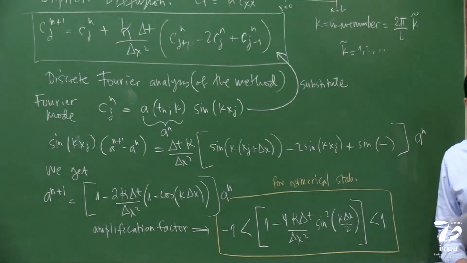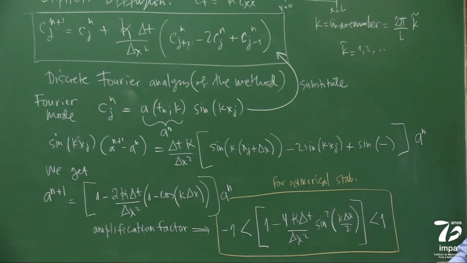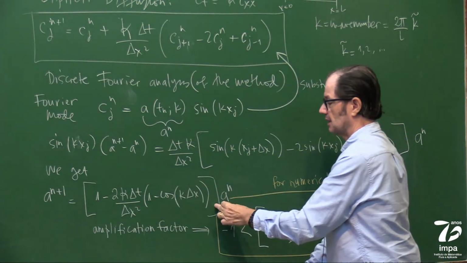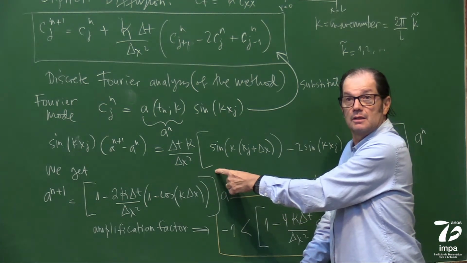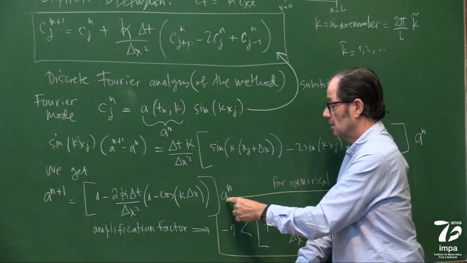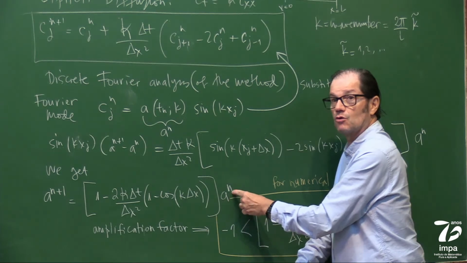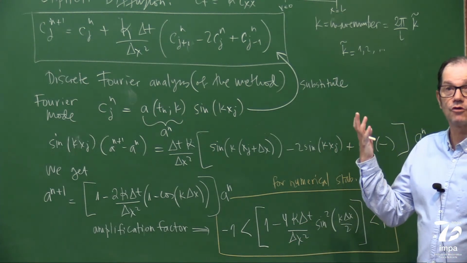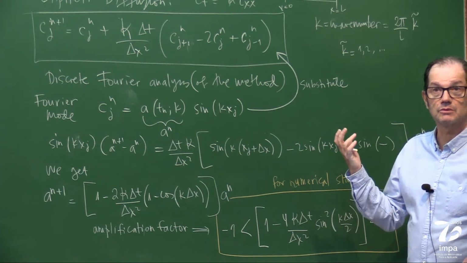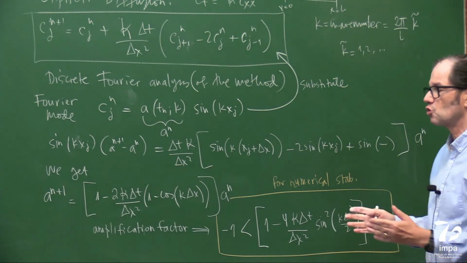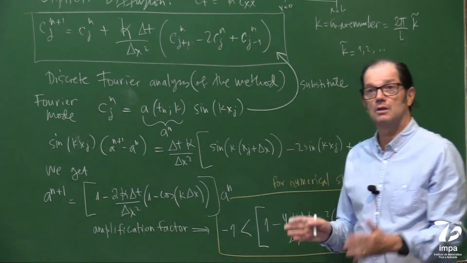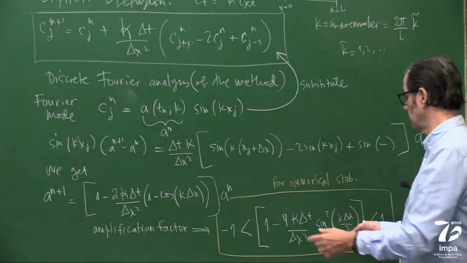So for numerical stability, I should ask for this, right? Because look, if I keep on coming back, I'm going to get this guy to the power n, just like we did before, depending on A0, which is the initial amplitude, just like when we did for the absolute stability problem, the test problem, okay? So for this solution to decay, I need that this number, in absolute value, be smaller than 1.